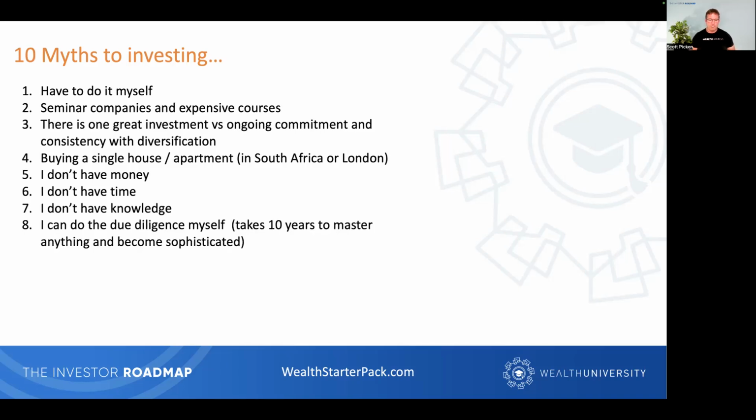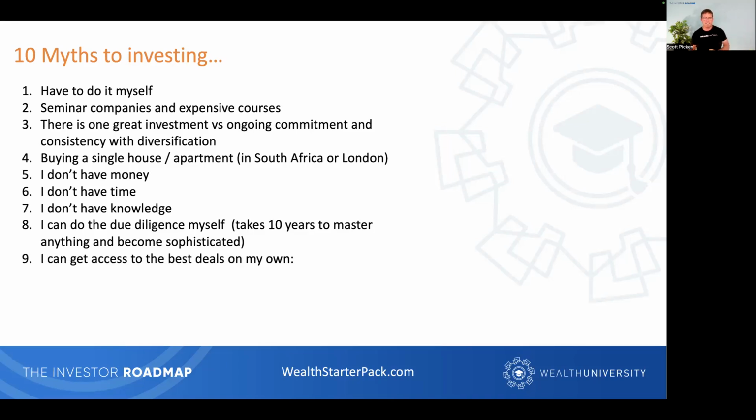Eight, I can do all the due diligence myself. Again, reminding you, it takes 10 years to become sophisticated in anything. So the chance of you going to America and suddenly becoming an expert in triple net leases, industrial logistics buildings in America, in specific states, is going to take you 10 years. And then you want to go to Germany and you want to do mixed use buildings in Germany, in certain cities, in certain states, it's going to take you another 10 years. So again, it's a naive concept to say I'll do it all myself.